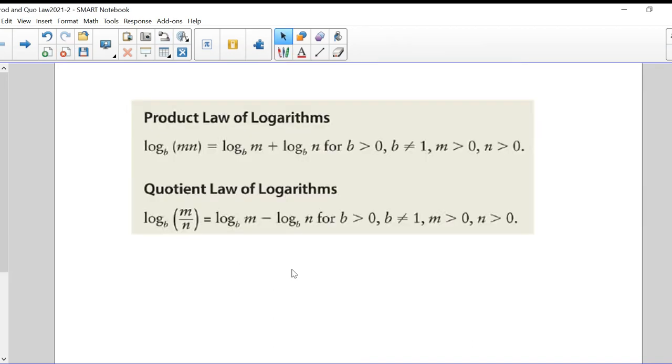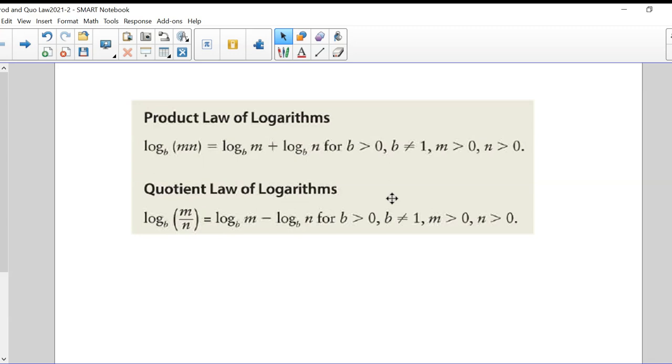So if I have a product and I'm taking the log base b of that product, then I can also write that as the log base b of m plus the log base b of n, as long as the base is positive and the base is not equal to 1 as well. The m and the n must also be positive.